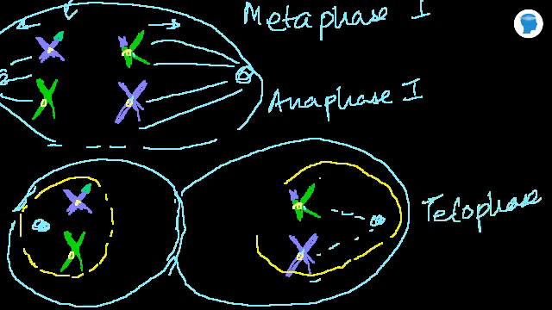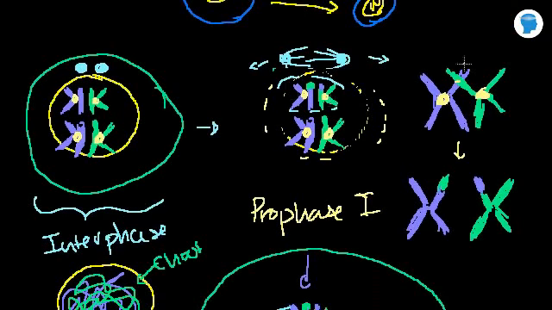Now notice, we started off with a diploid cell, right? It had two pairs of homologous chromosomes, so it had 4 chromosomes.